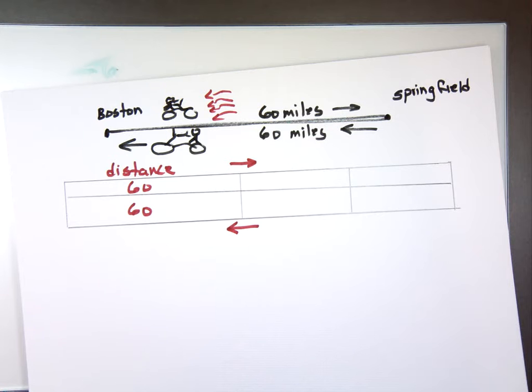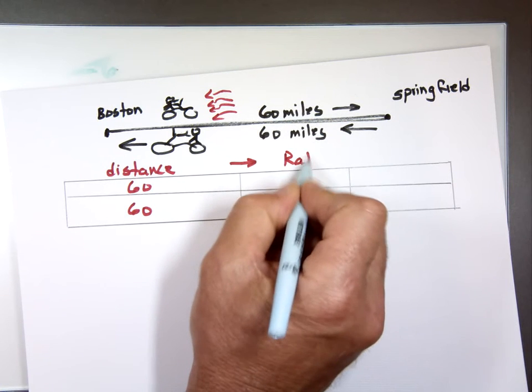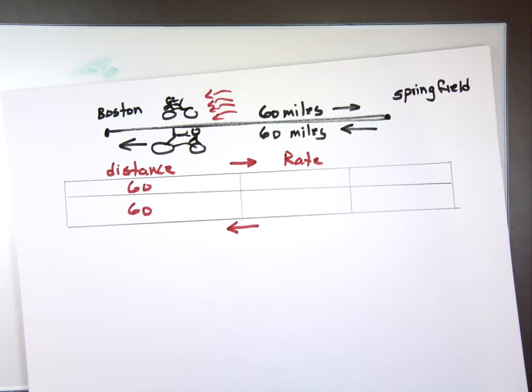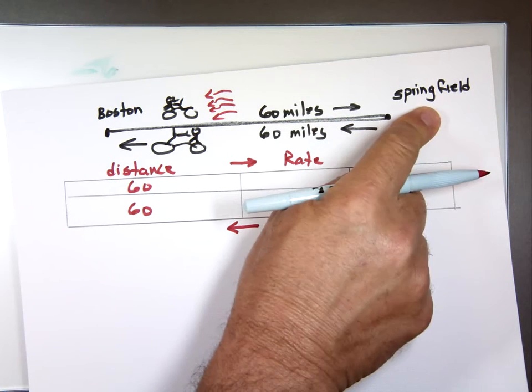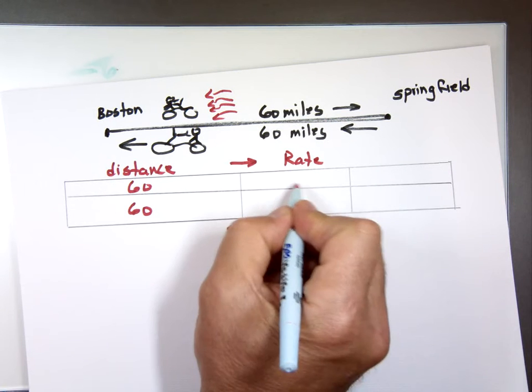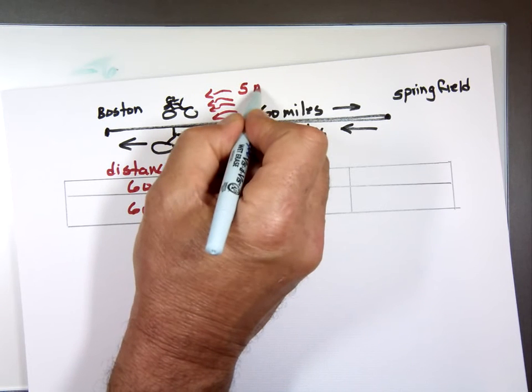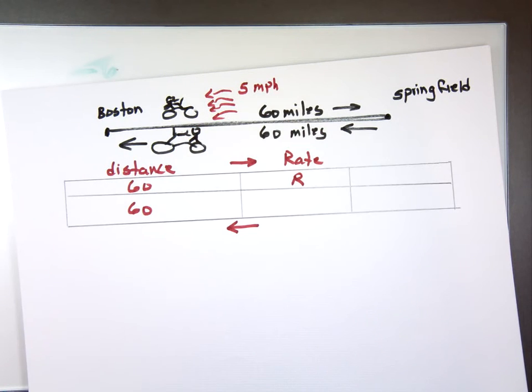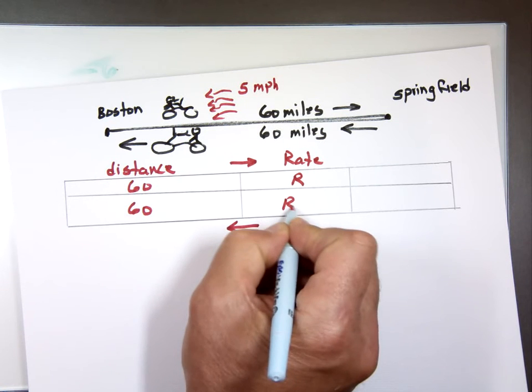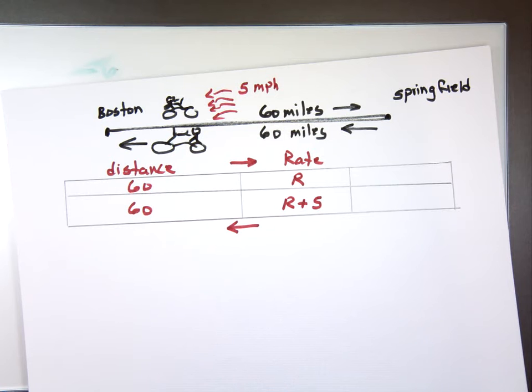So let's do the rate here. If you call your rate, what do you want to call it going from Boston? How fast were you going from Boston to Springfield? We're not sure. Let's call it R. You have a 5 mile per hour wind facing you. So if your speed was R, on the way back your speed should be what? R plus 5. You're going to be going faster because the wind is going to be behind you, pushing you instead of facing you.